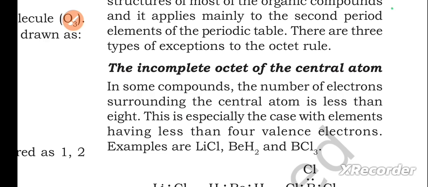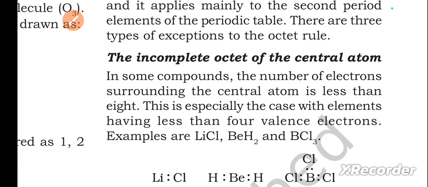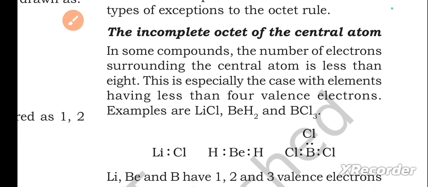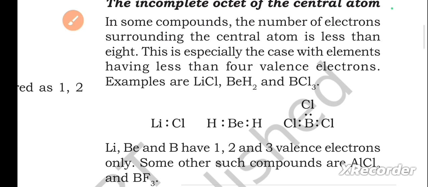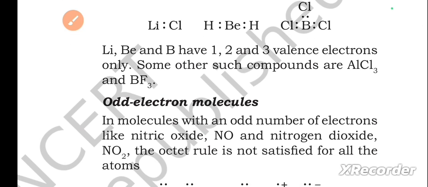In some compounds, the number of electrons surrounding the central atom is less than 8. This is especially the case with elements having less than 4 valency electrons. Examples are lithium chloride, BeH2 and BCl3. Li, Be and B have 1, 2 and 3 valency electrons only. Some other such compounds are AlCl3 and BF3.